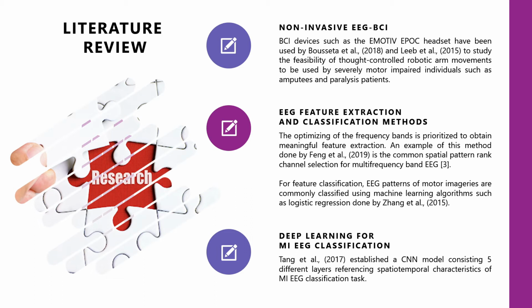An example of this method done by Feng et al. 2019 is the Common Spatial Pattern Rank channel selection for multi-frequency band EEG. For feature classification, EEG patterns of motor imageries are commonly classified using machine learning algorithms such as logistic regression, done by Tang et al. 2015. Tang et al. 2017 established a CNN model consisting of 5 different layers referencing spatiotemporal characteristics of the MI-EEG classification task.